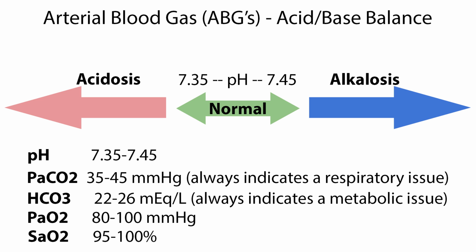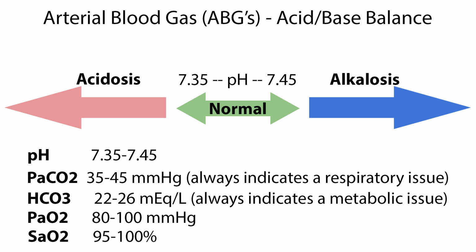ABGs, or arterial blood gas measurements, are used to evaluate lung function and acid-base balance. An imbalance may occur with heart failure, kidney failure, uncontrolled diabetes, severe infections, and drug overdose. Arterial blood pH should range between 7.35 to 7.45. Acidic blood has a lower pH, whereas alkaline blood has a higher pH.